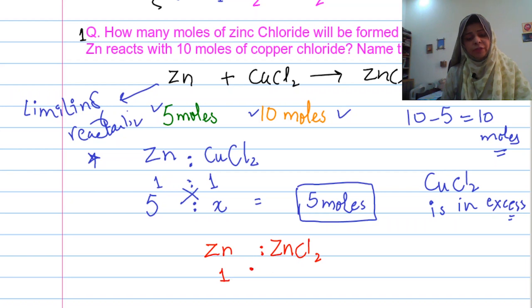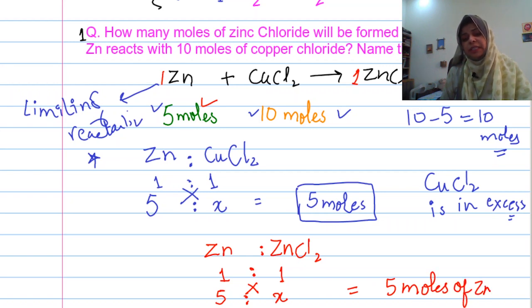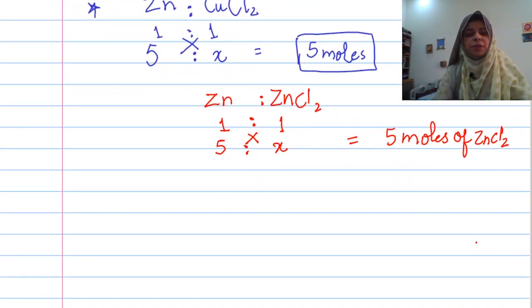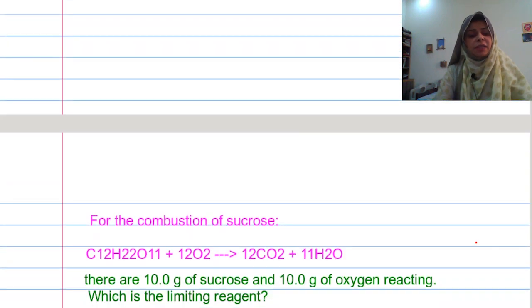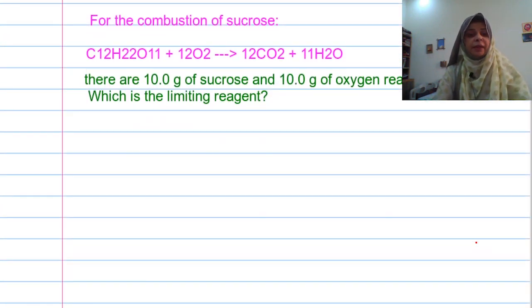From the equation we take 1 mole of zinc and 1 mole of zinc chloride. Okay. Then how many moles of zinc are there? 5 moles of zinc, we will use these moles, right? 5 moles of zinc produce how many moles of zinc chloride? So the moles of zinc chloride are 5 moles. Okay, this is the way through which we will solve the question. So come towards the next question. Pause the video and practice this question again if you want to get a better understanding.